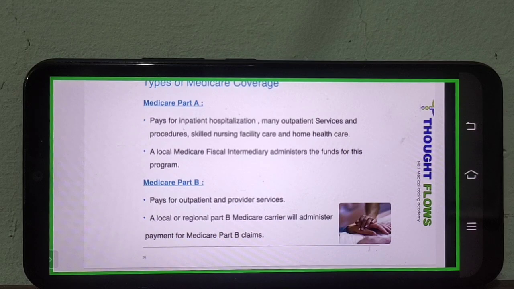Did you understand the difference of Part A, Part B? Yeah, ma'am.